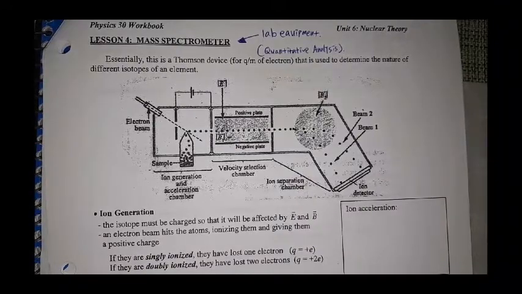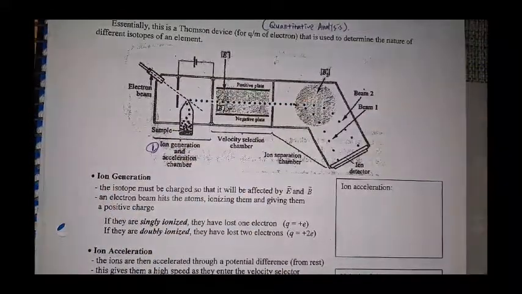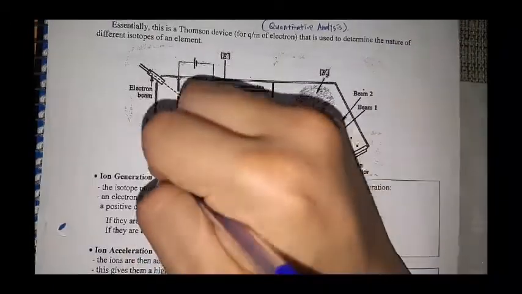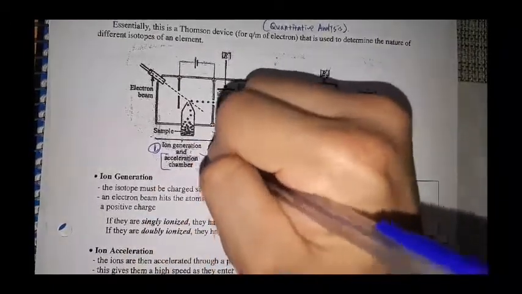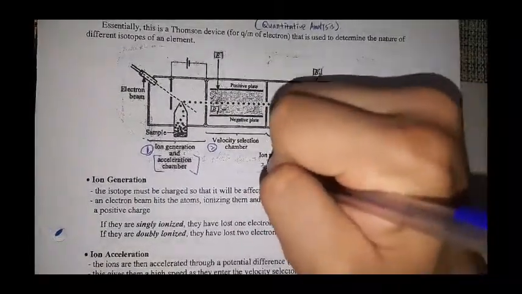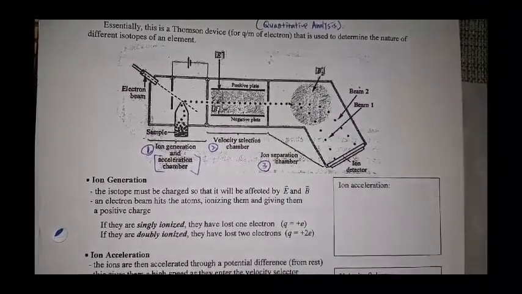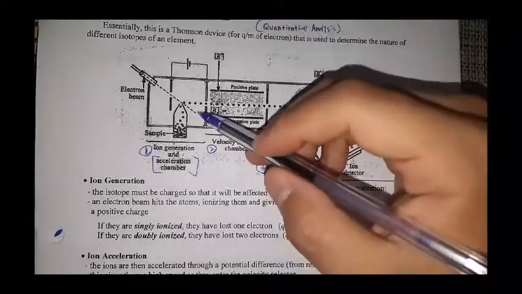You have multiple sections in here, but I like to divide this into: first, the ion generation and acceleration chamber; number 2, the velocity selection chamber; and number 3, the ion separation chamber. Each of those sections will be explained differently. Let's go with the first chamber first.